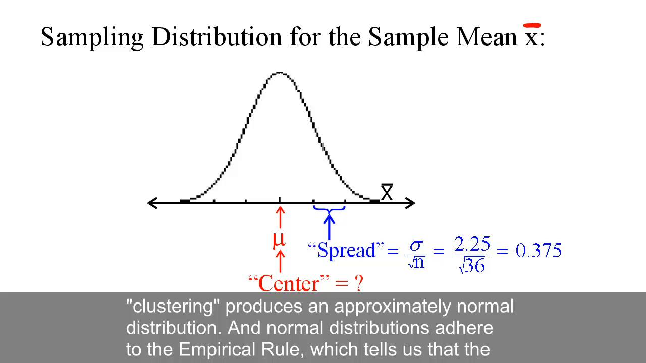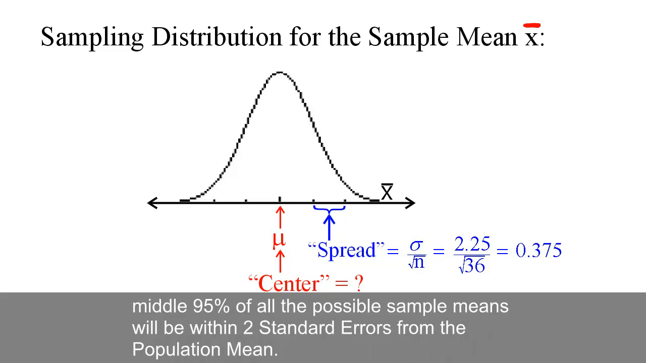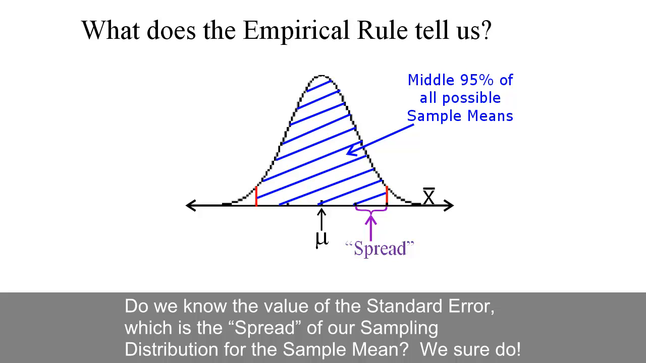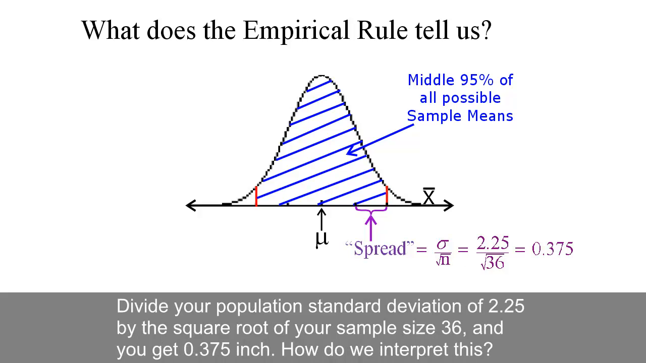And normal distributions adhere to the empirical rule, which tells us that the middle 95% of all the possible sample means will be within 2 standard errors from the population mean. Do we know the value of the standard error, which is the spread of our sampling distribution for the sample mean? We sure do! Divide your population standard deviation of 2.25 by the square root of your sample size 36, and you get 0.375 of an inch. How do we interpret this?